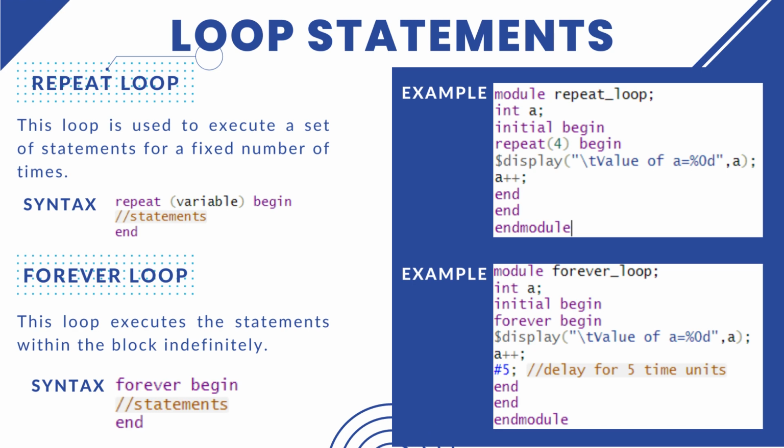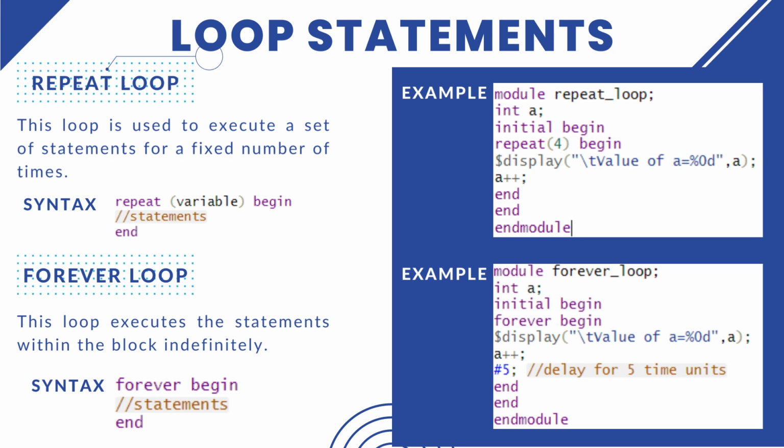Let's look at an example to understand this better. In this example, we will execute a set of statements indefinitely using the forever loop. The statements inside the forever block will be executed indefinitely. The output of this code will display the values of A incrementing by 1 after a delay of 5 time units. We have used a delay of 5 time units to avoid an infinite loop and to give us time to stop the simulation.